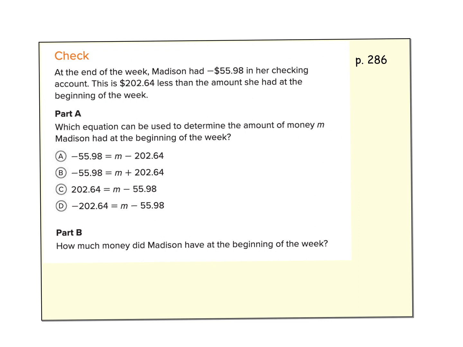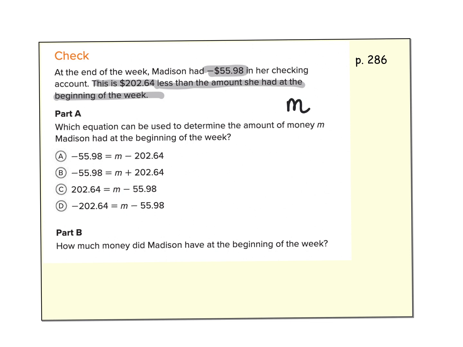All right, so the problem said at the end of the week, Madison had negative $55.98 in her checking. So that was what she ended up with. This is $202.64 less than the amount she had at the beginning of the week. Okay, so first thing, I don't know how much she had at the beginning of the week. Looks like they used an M. Okay, so at the beginning of the week, she had this much.